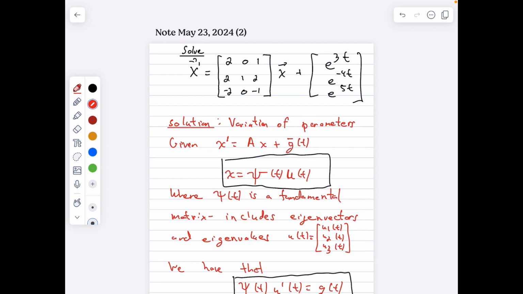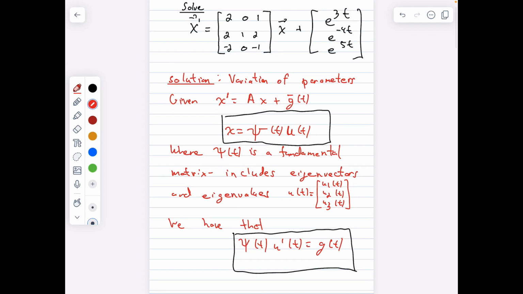Hello everyone. So today we're solving a system of differential equations. X prime is equal to the matrix [2, 0, 1; 2, 1, 2; -2, 0, -1] x plus [e^t, e^(-4t), e^(5t)]. And we're going to be using variation of parameters here.